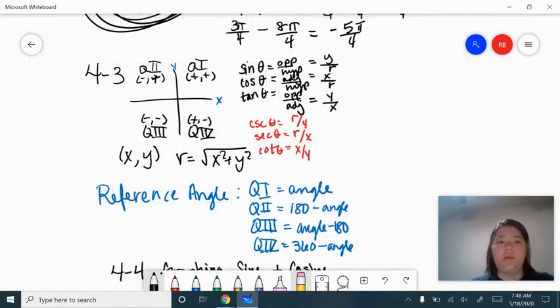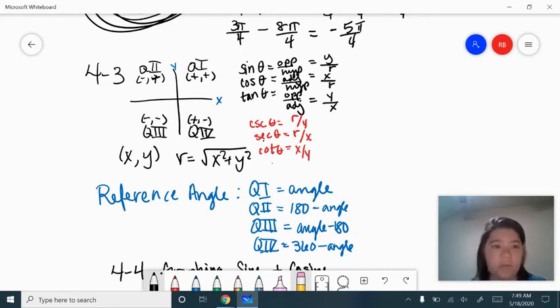For 4-3, you are still doing trigonometry. However, you're focusing with it on a graph. You know the sine, cosine, and tangent. That's the original 3. However, we're using y over r because your r is your hypotenuse, x over r, and y over x. The other 3, because it talks about you doing 6, is cosecant, secant, and cotangent. Cosecant is the reciprocal of sine, secant is the reciprocal of cosine, and cotangent is the reciprocal of tangent.